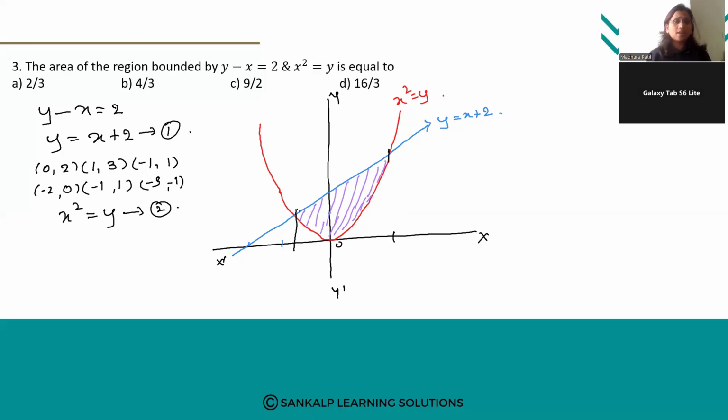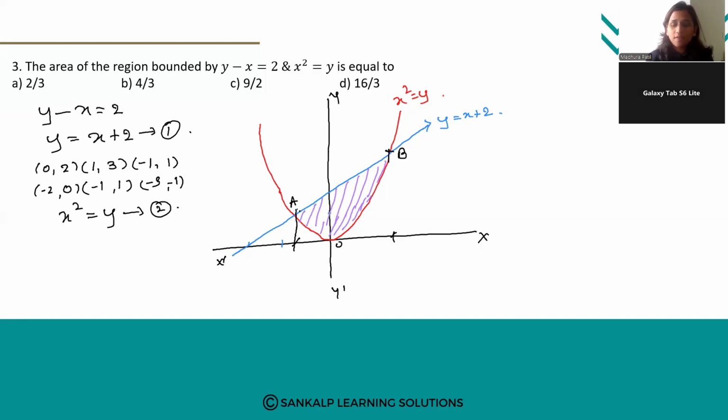But is it entirely under the straight line? No. How much portion do you have to remove? The portion which is below the parabola, correct? So that much we have to remove. But before that, we need the ordinates, correct? So this is point A and this is point B. Since these are the ordinates and these are the intersection points of both, let us find the values of x, okay?